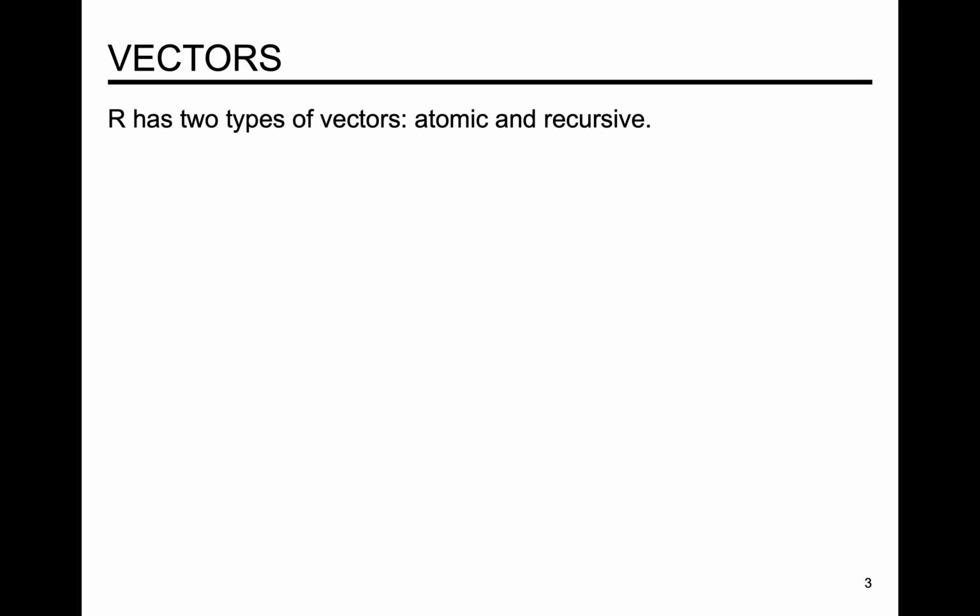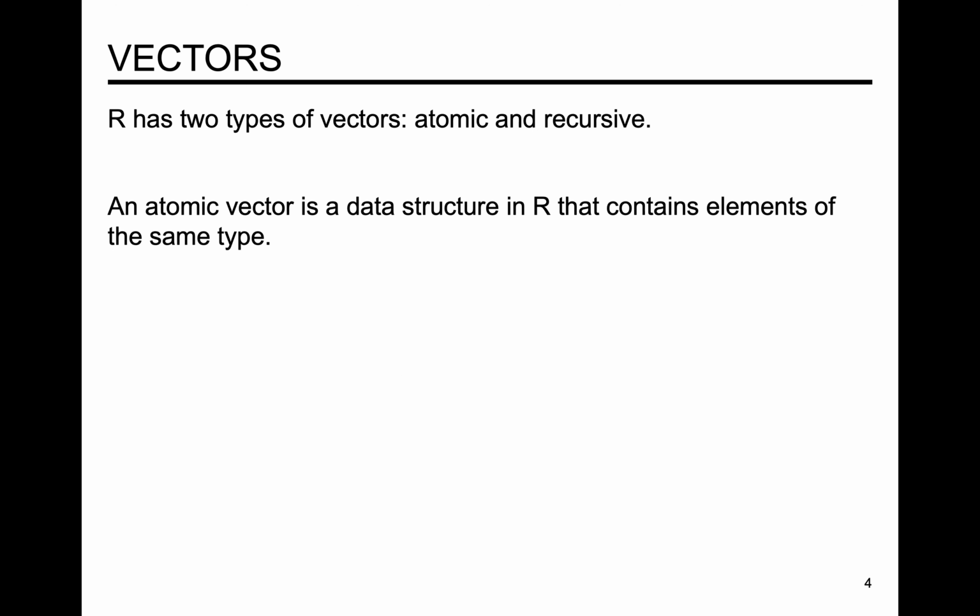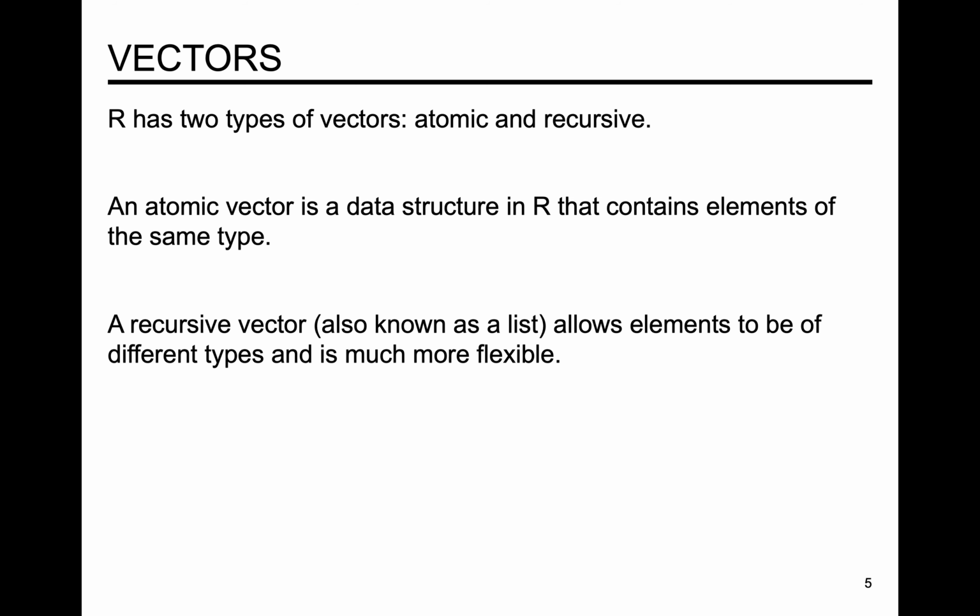R has two types of vectors, atomic and recursive. An atomic vector is a data structure in R that contains elements of the same type. For example, you might have a vector that contains only integer values. A recursive vector, which is also known as a list, allows elements to be of different types and is much more flexible. Just as a side comment, I rarely hear people refer to this data structure as a recursive vector. The name list is much more common.